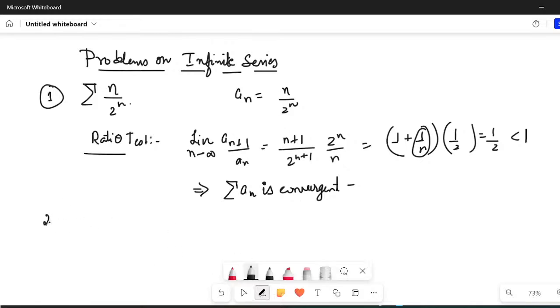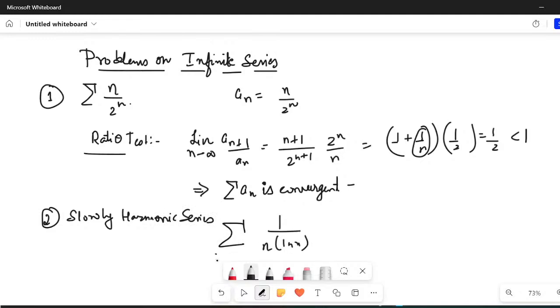Let us take one more case of a slow, you can say a harmonic, even more slow harmonic series. So what I've done, instead of doing 1 upon n, I'm doing summation 1 over n into log of n, and I'm not starting from 0, I'm not starting from 1, rather I'm starting from 2, because log of 1 is 0. So I've started from 2. What do you think about this series? Whether this would be a convergent series or a divergent series? Let us see.